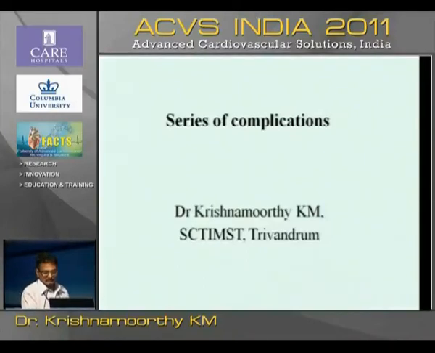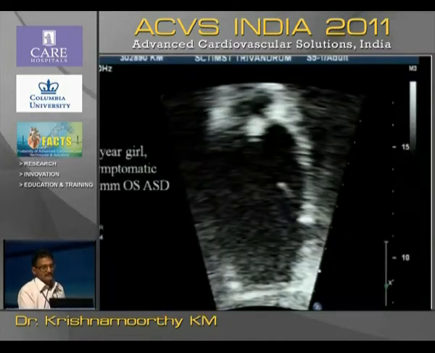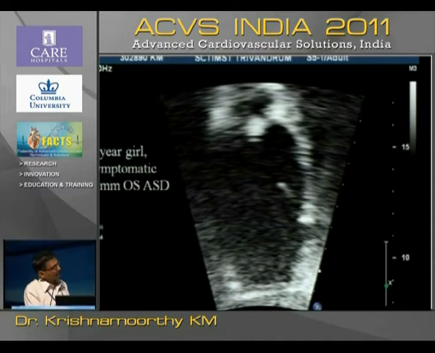I'm presenting a case which had not one but a series of complications. It's from Sri Chitra Institute, Trivandrum. This was a 12-year-old girl who was asymptomatic. She had a 16 millimeter posterior secundum ASD, as can be seen from the subcostal sagittal view, which we usually do for profiling the septal defect.